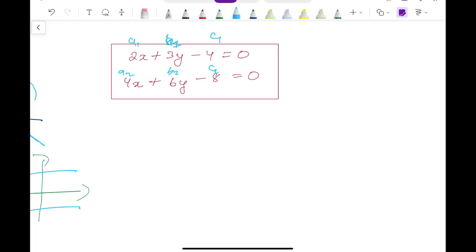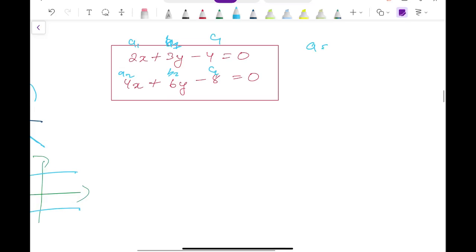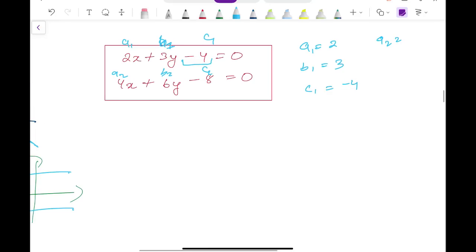But always remember, A1 here is 2, B1 here is 3, and C1 here is, always remember this, the sign that is in front of the number should go along with the number. I'm not writing plus here because it doesn't make any difference, but in this case we have minus 4 here. C1 is minus 4. You need to write like that. Okay, and what is A2 here? A2 here is 4. What about B2? B2 here is 6. And what about C2? C2 here is minus 8 because it is this one.